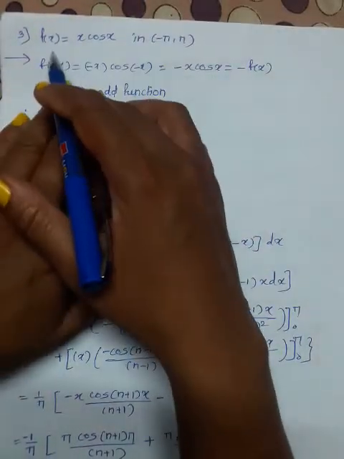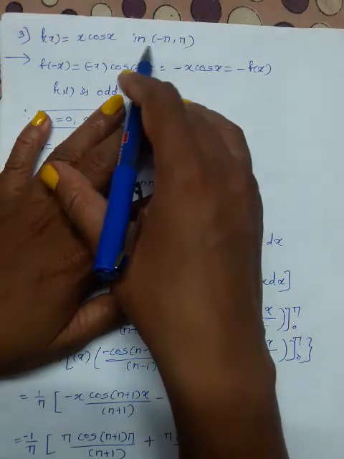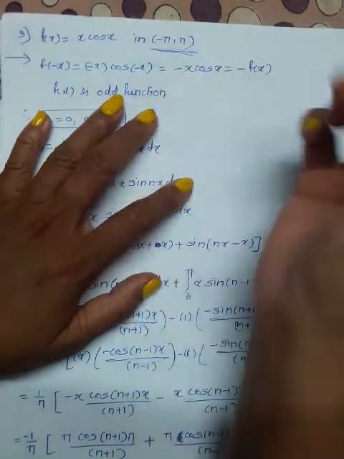We have to find out the Fourier series. The question is the same: for the function f(x) equal to x cos x in the range minus pi to pi. First, find out whether the function is even or odd.